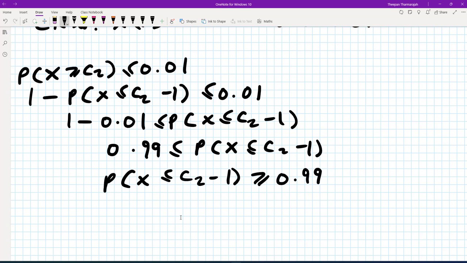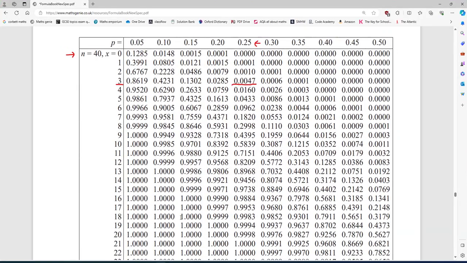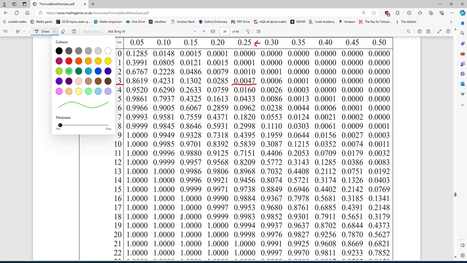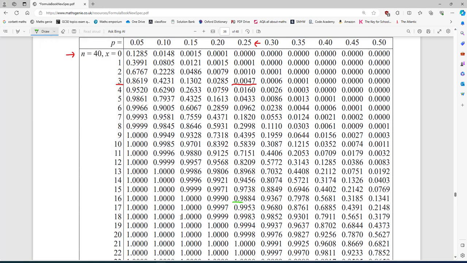But remember, the way the question is phrased, it says as close as possible to 0.01. So in our case, we're looking at the probability being as close as possible to 0.99, not strictly greater than. So if we go to our table, which value is as close as possible to 0.99? It doesn't have to be strictly greater than. If we scroll down, we can see that this value, 0.9884, which corresponds to the probability that X is less than or equal to 16, is as close as possible to 0.99 because it's closer in value than 0.9953.